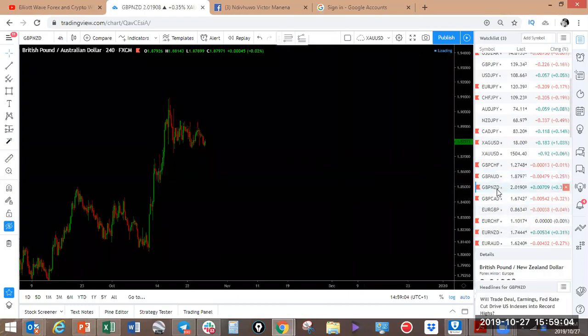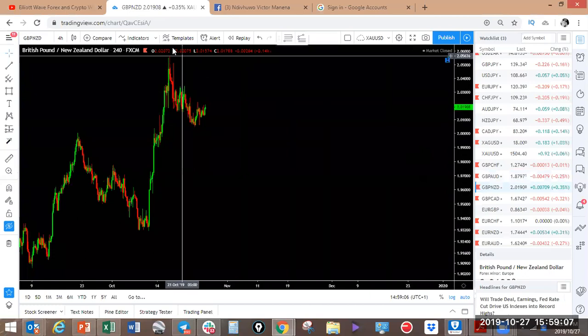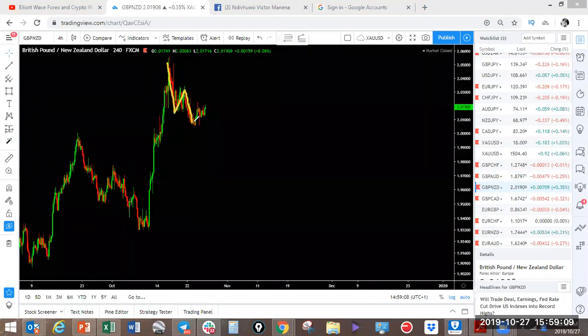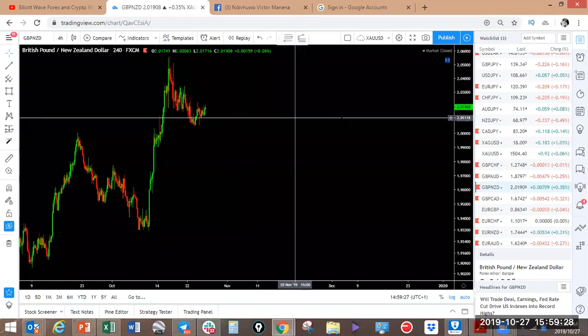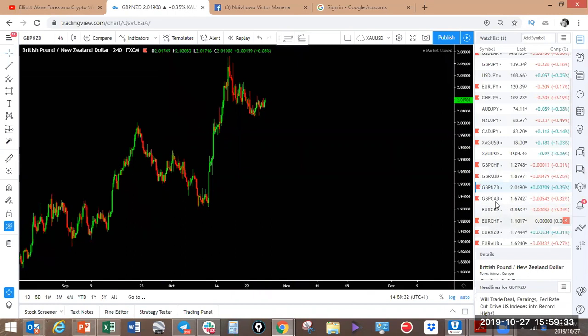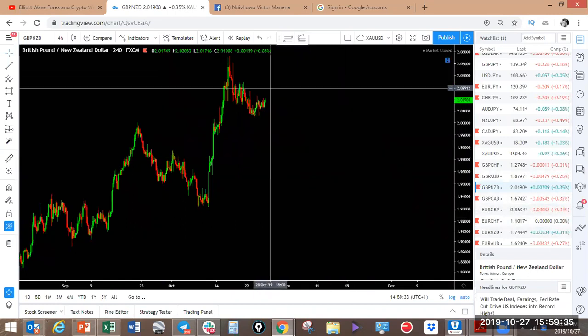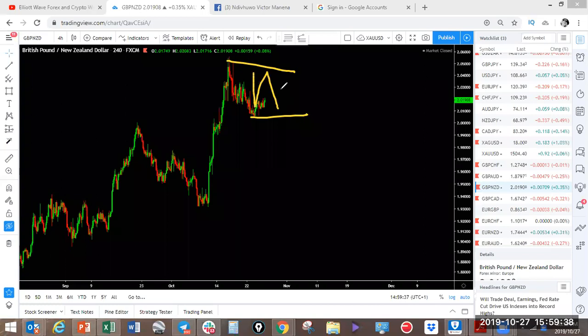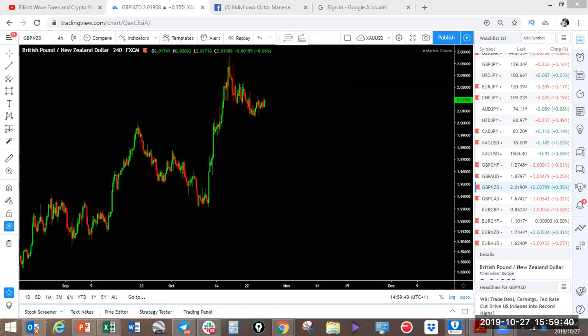Pound New Zealand, the same 3 waves, 1, 2, 3, 1, 2, 3, showing that this may make another 3-wave move to the downside before pushing higher. So we can still do this here. This is a 1, this is a 2, this is a 3, and then a move to the downside. Let's watch this. That is pound New Zealand. All the pound pairs, you can see the structure is the same. At the end, we're waiting for this to fill up here before we get a move to the upside.